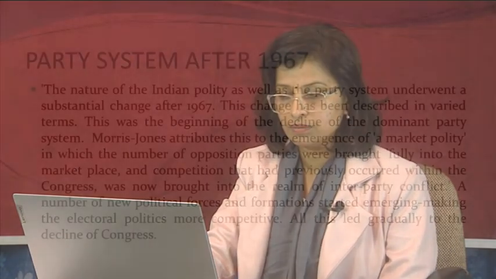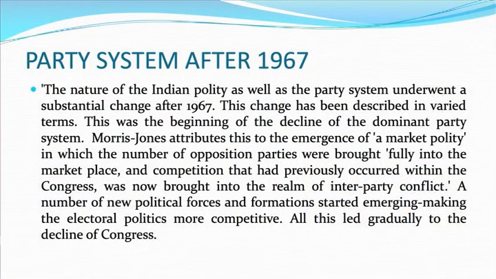We were actually emerging as a true multi-party system. We had been a multi-party system since the beginning, but there was a strong single party dominance. But post 1967, the emergence of regional parties ensured that we moved towards a multi-party system, and a number of new political forces and formations started emerging, making electoral politics more competitive. All this led gradually to the decline of Congress.